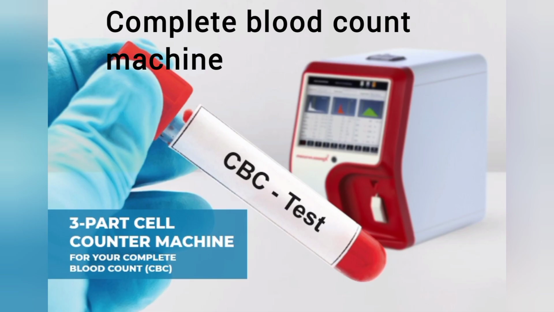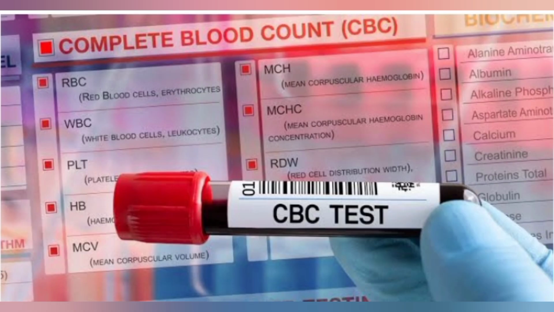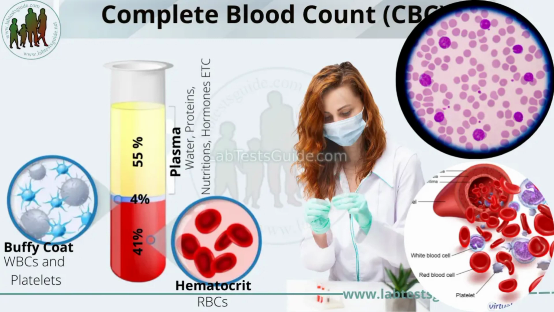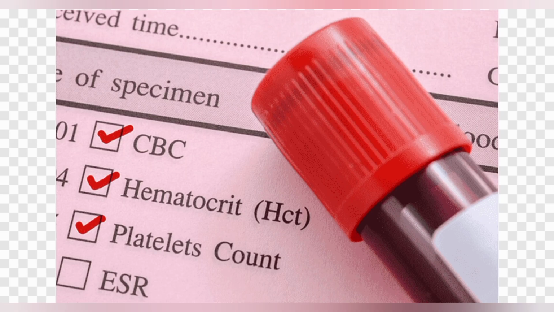Next is CBC, that is complete blood count. It's a blood test machine. It measures red blood cells which carry oxygen, then white blood cells which fight infections, hemoglobin, the oxygen carrying protein in red blood cells, then hematocrit, the amount of red blood cells in the blood, and platelets which help blood to clot. A CBC test may point out unusual increases or decreases in cell count which may indicate medical conditions.